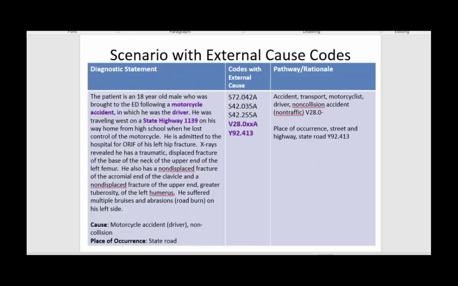And here is the same scenario. Now we're highlighting the external causes, driver of a motorcycle with an accident occurring on a state road.